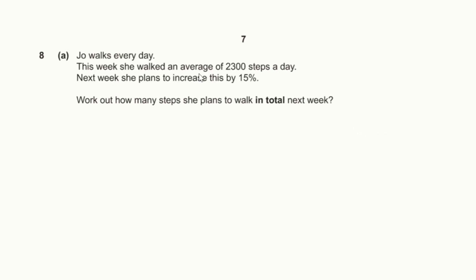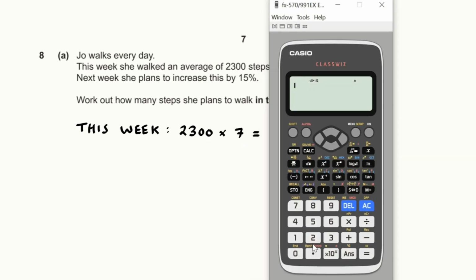Question number 8. For part A, Joe walks every day. This week she walked at an average of 2,300 steps a day. Next week she plans to increase this by 15%. We have to work out how many steps she plans to walk in total next week. Well, if we take a look at the total steps this week, then we've got 2,300 multiplied by 7, because we've got this many steps per day. So in a week, we'd have to multiply this by 7.